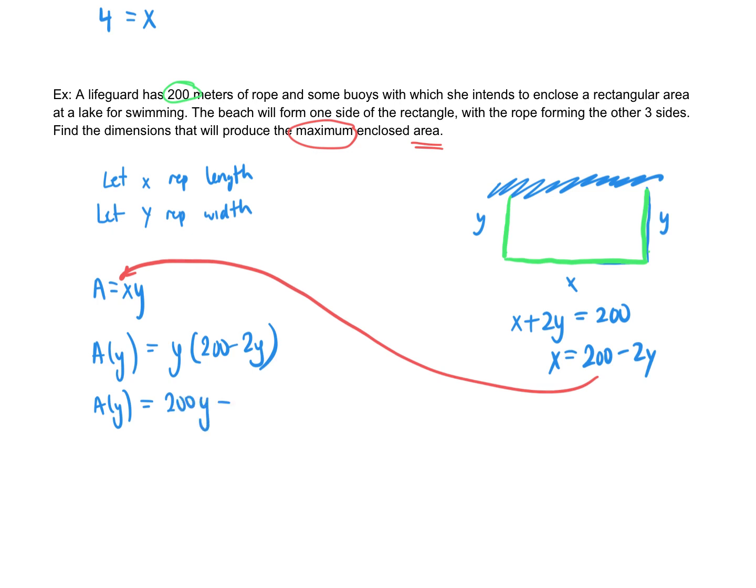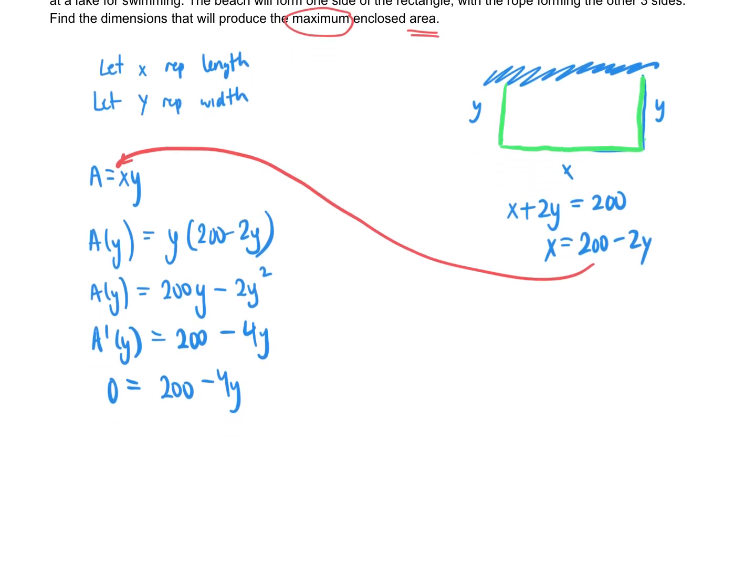Here in grade 10, you would have found the zeros and averaged them. But we'll do our derivative, and we'll have 200 minus 4y, which we can set equal to 0 and solve. So we can bring that 4y over and divide by 4, and we get 50. So now, what are we going to test? Well, I'm going to test the area when the width is 50.